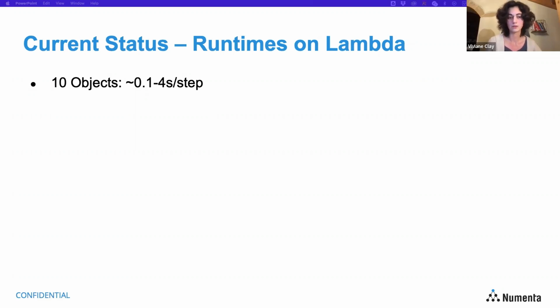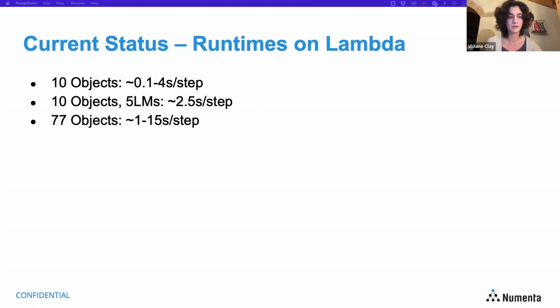Okay. Then, if we have 5 learning modules, that number gets multiplied approximately by 5. Here I don't have a range because I just took the average from one experiment right now. But on average, they are about 2.5 seconds per step. If we know about 77 objects, it gets a lot slower because now we have to update evidence for every one of the 77 objects. So about 1 to 15 seconds per step. And for 5 learning modules, it again scales by about a factor of 5.